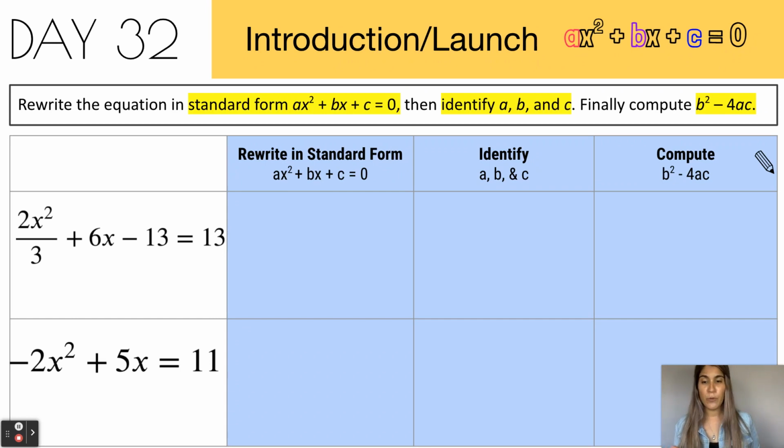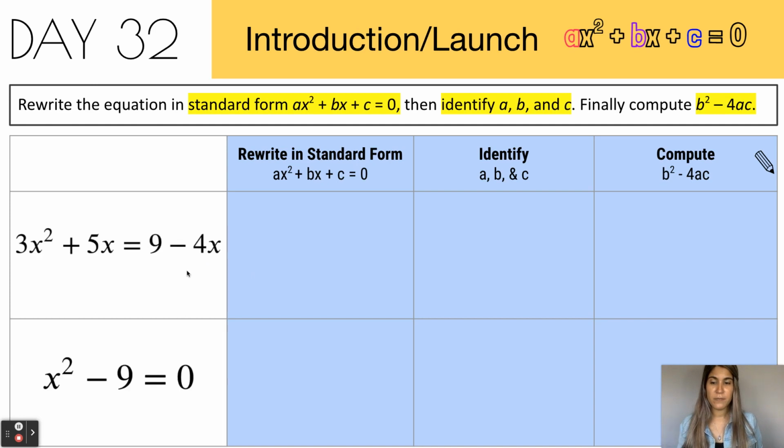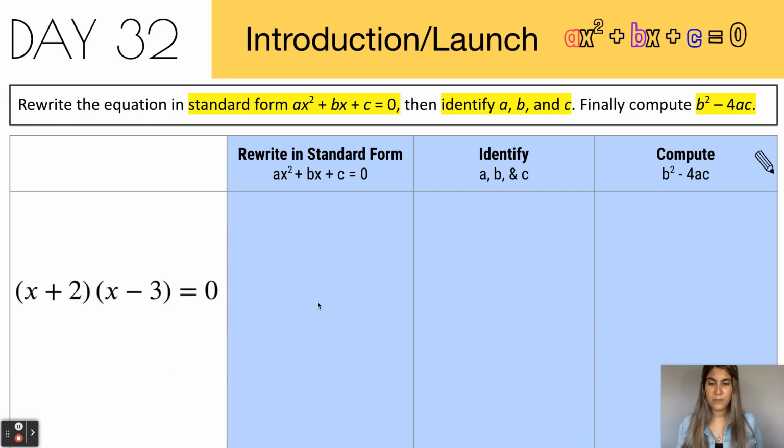So in this way, we can see rewrite in standard form. So that's the first thing that they're going to do. Then they're going to identify their A, their B, and their C, and then they're going to compute, giving them the space of where to work on these things. And also putting less amount of problems per page. And here we see that in the final one, I've left them more space because they are going to have to distribute to be able to put into standard form.